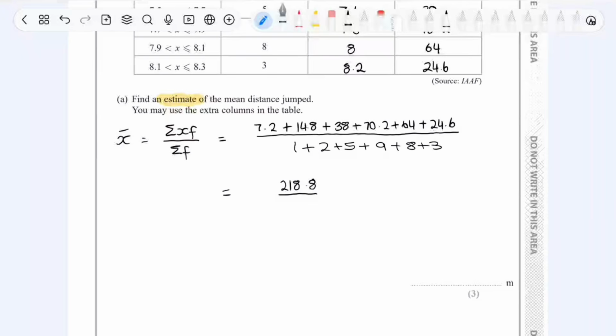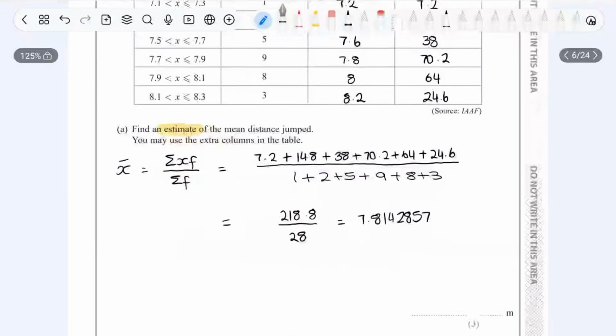And as always, don't do these in your head. You've got the calculator for a reason, you might as well use it. You should get 28. So 218.8 divided by 28, sorry. And that gives us 7.8142857. And does it tell us what to round it to?